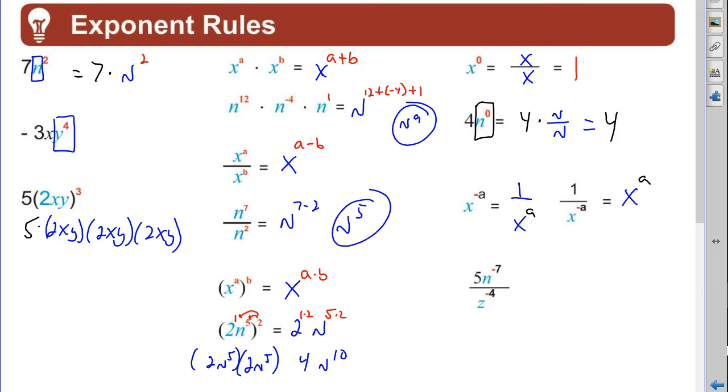So let me do that real quickly here on our last example. Here's a negative exponent. Take it down below across the fraction bar and change the sign. Here, and by the way, I just did it, so I'll cross it out. Let's take z to the negative 4, take it across the fraction line and change its sign. Final answer, 5z to the 4th divided by n to the 7th. Hey, it's that easy. All right? Exponent rules in a flash.